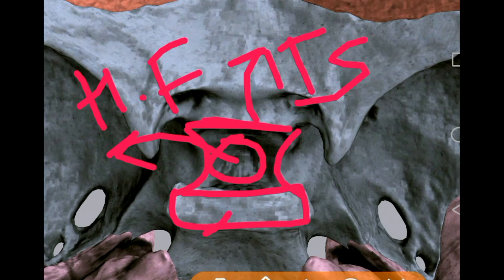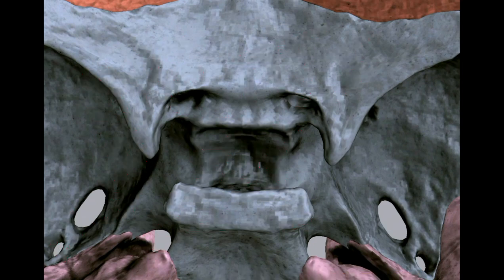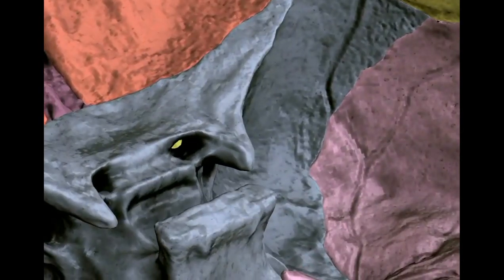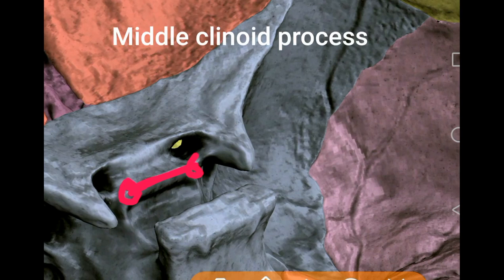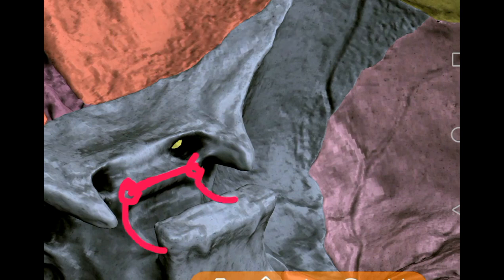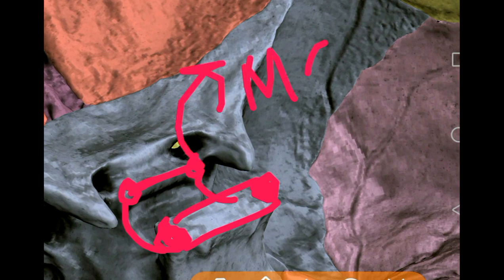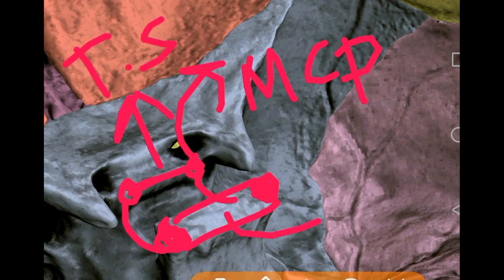This is the hypophyseal fossa or pituitary fossa, a depression which contains the pituitary gland and forms the floor, and the dorsum sellae, the square-like plate of bone which is projecting upward. You can see on either side of the tuberculum sellae the middle clinoid process, and on either side the dorsum sellae presents the posterior clinoid process.